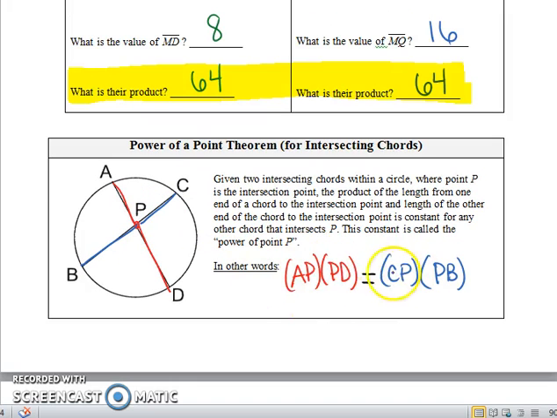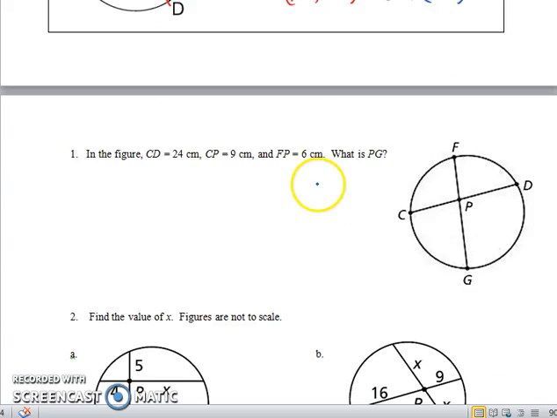So now after you have the theorem written down on the front page, let's flip to the back and try some examples with some actual numbers. Number 1 says in the figure, segment CD is 24 centimeters. So that means that this whole segment is 24. They say that from C to P is 9, okay? And then they tell us that from F to P is 6.